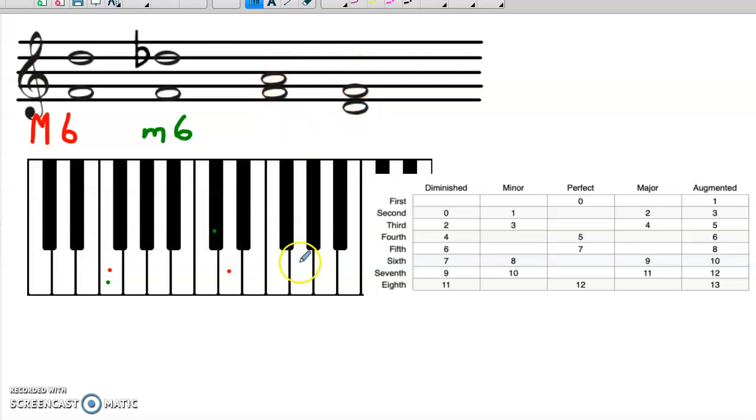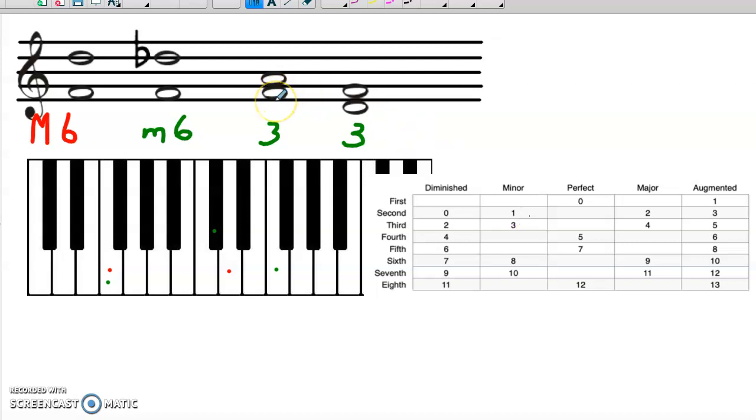These are both thirds, okay? This third, we start on an F, F, 1, 2, 3. We know it's a third, okay? So this is some kind of a third. That's this generic number. Now we are going to figure out if it's a major or a minor. A major third would have 4 half steps. A minor third would have 3 half steps.